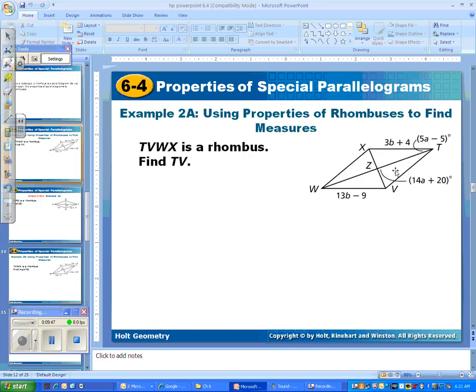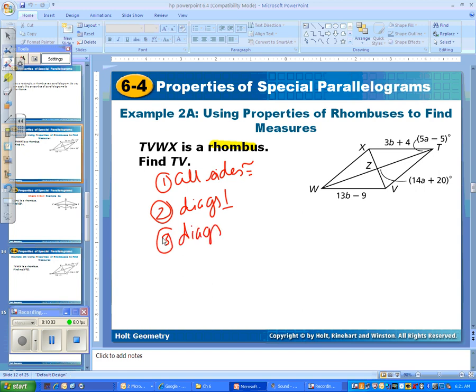Rhombus. All right, so what do we know about a rhombus? We know that all the sides are congruent, we know that the diagonals are perpendicular, and we know that the diagonals bisect the angles. And again, it still has all the properties of a parallelogram. So we know that this is a right angle and this is a right angle. All these are right angles. We know that these sides are congruent to each other, and we know that this angle has to equal this angle. So let's just ignore the question for a second, and let's figure out everything we can figure out from this picture.